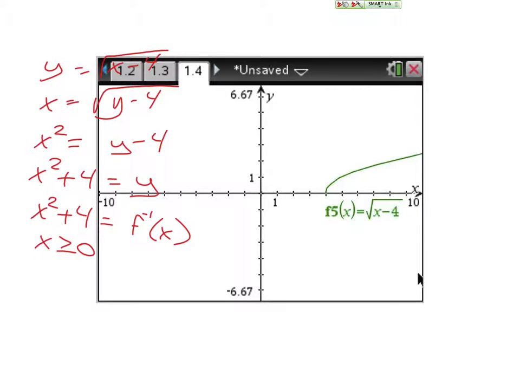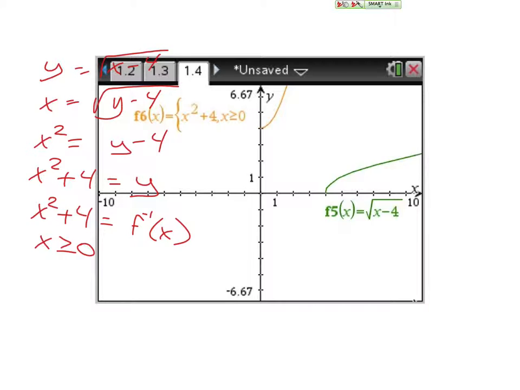So let's look at that. Again, I have the x squared plus 4. I've told it I just wanted x greater than or equal to 0, and notice what do I have? I have half a parabola, which does have an inverse because it passes the horizontal line test. Okay? So if you start with a square root or any type of even root, know that you've got to put restrictions on what you end up with.